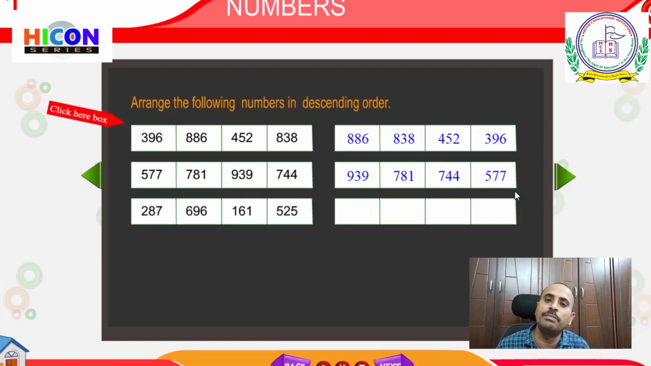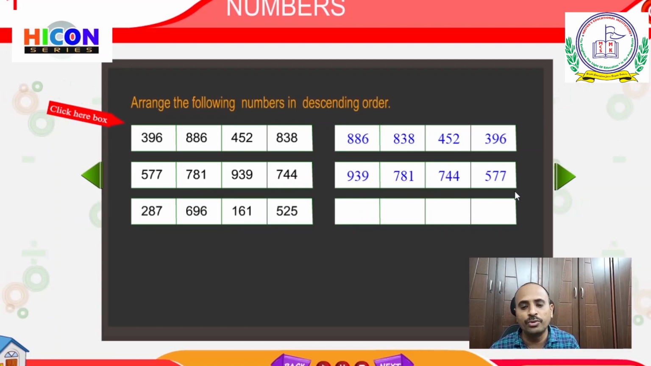So first we have to compare the first digit from the left side. If the first digit is the same, then compare the second digit. So this is the way we have to continue. So children, note down these problems in your notebook and practice the third problem at your home.